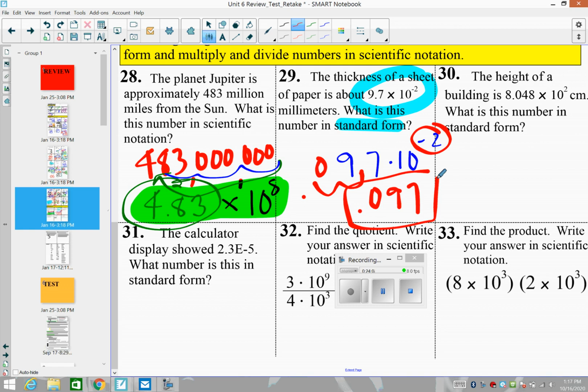Question 30. The height of a building is 8.048 times 10 to the second power. What is this number in standard form? This means we're going to move 2 places to the right. So we have 8.048. This is the height of the building. Again, just pause the video whenever you need to. I'm just going to keep going at this pace. Just push pause if you need to read it again.